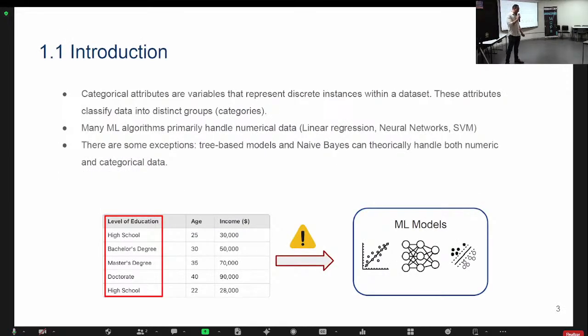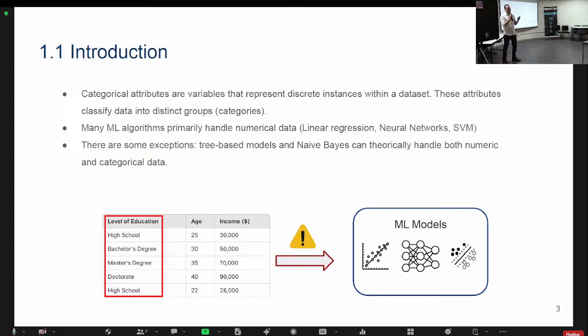So categorical attributes are variables that represent discrete and non-numerical instances within a data set, right? And these kinds of attributes classify data into distinct groups based on qualitative properties of the data, right? For example, here we have the categorical attribute level of education, which may classify a person into one of the next groups: high school, bachelor degree, master degree, PhD, and so forth.